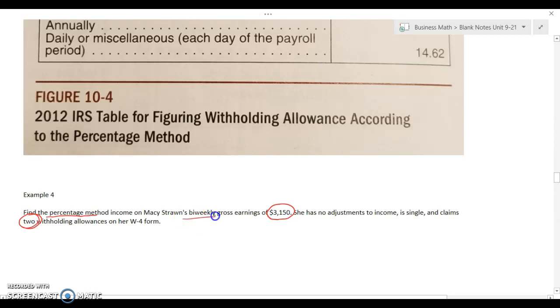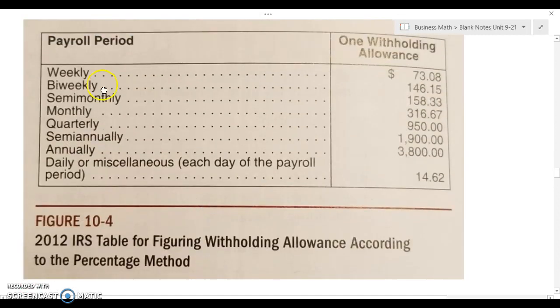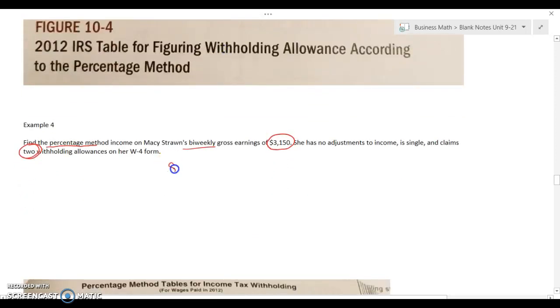So if we go up to the table and look at bi-weekly, go across, $146.15. We write that down, $146.15. Now how do we do the 2 withholdings? You multiply by 2. That gives you $292.30. So that's telling me the withholdings.